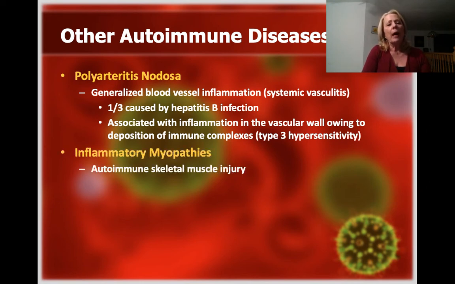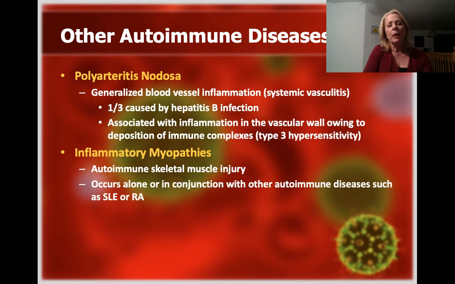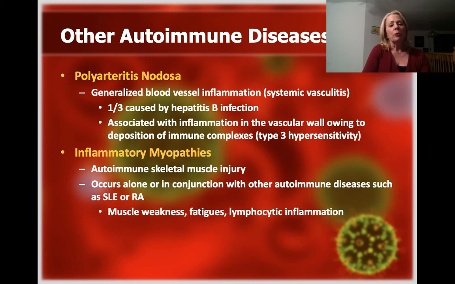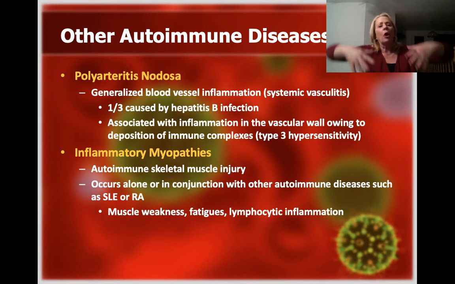You also have what are called inflammatory myopathies, and this is an autoimmune skeletal muscle injury. This can occur in multiple different types of autoimmune diseases like lupus and rheumatoid arthritis. Again, these complexes are breaking down skeletal muscle, and this gives you muscle weakness, fatigue. Some of these myopathies are so bad that skeletal muscle breaks down so much that the individual can't even lift their arms higher than their shoulders.